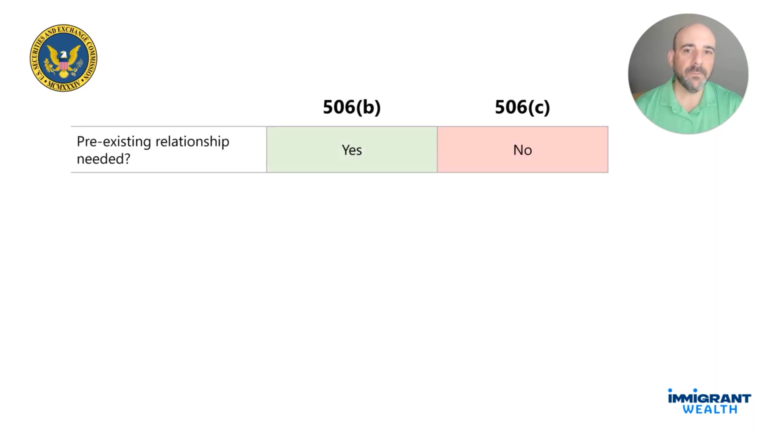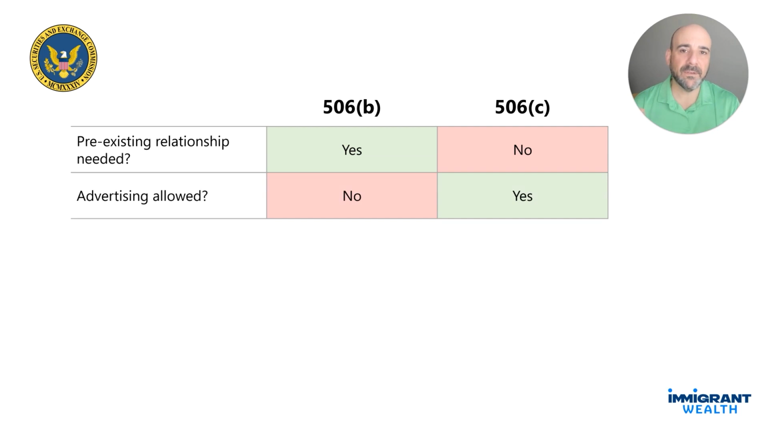So the first major difference between a 506B and 506C deal is that 506B requires a pre-existing relationship. The definition of this isn't exactly black and white, but essentially what this means is that the real estate operator that's offering the syndication should have some sort of a relationship with you prior to making this available. With a 506C exemption, that's not required. There's no pre-existing relationship.